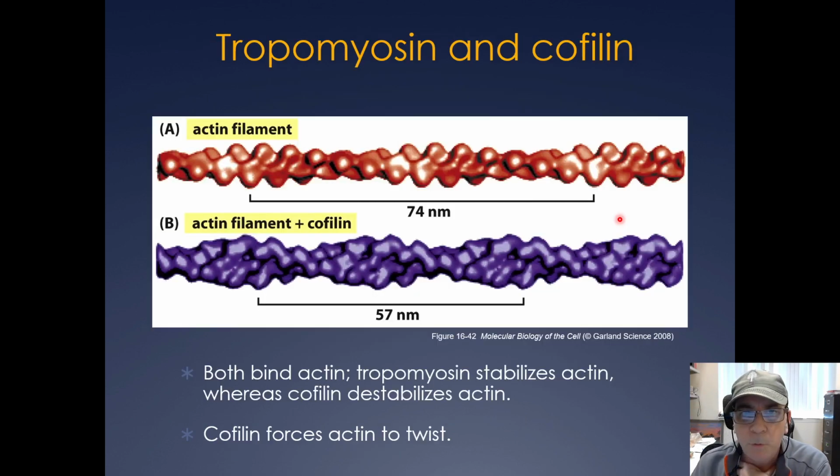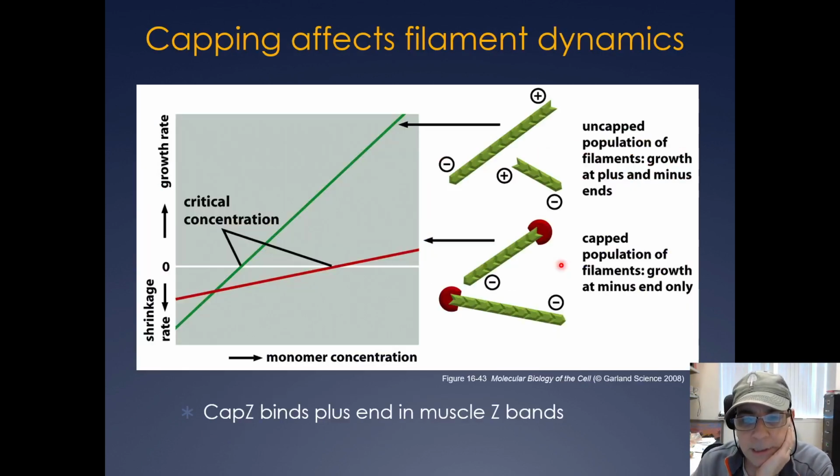Same thing happens with actin, where you have proteins that help to stabilize actin as well as help to sever it. Okay, so tropomyosin binds to the actin filament and stabilizes it, whereas cofilin tends to destabilize it. And the way that cofilin works, it creates a twist and snaps it apart.